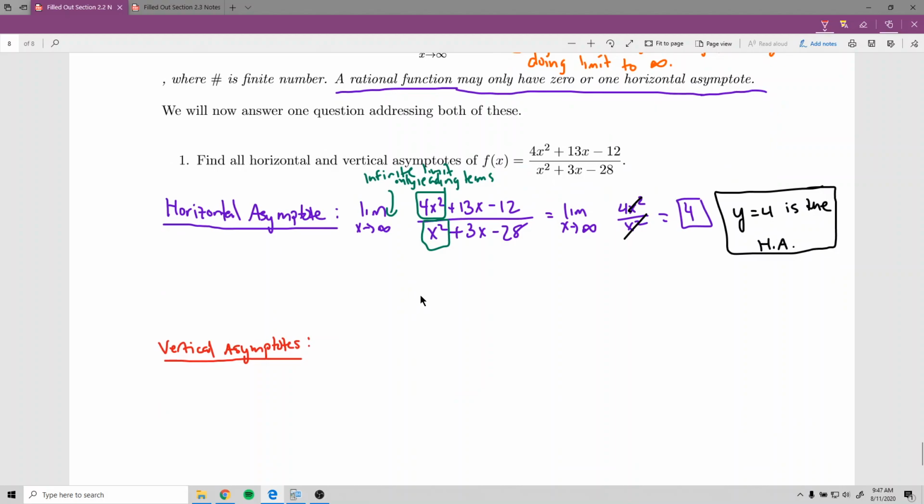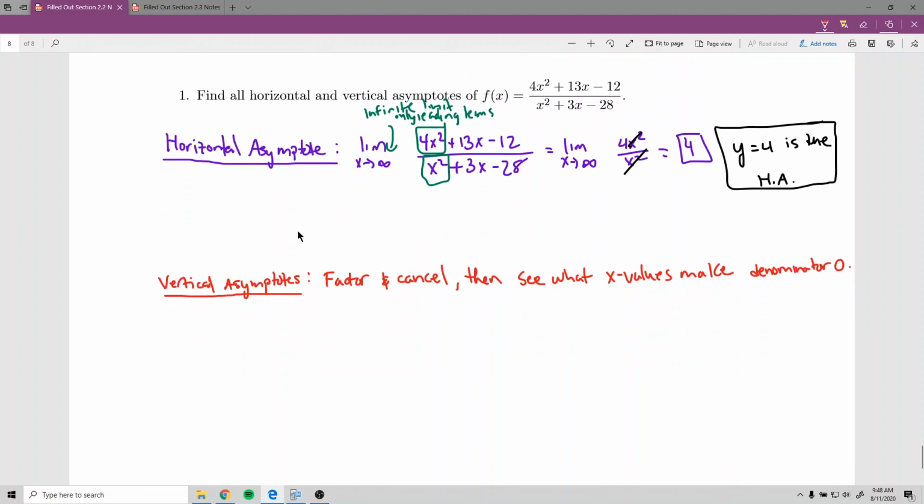What we want to do is factor and cancel, then see what x values make the denominator 0. So it's not really doing the limit at all. We're kind of bypassing it. So what we'll do is just go through and do the problem like I've described it, and then it'll be easier to explain the vertical asymptote thing.